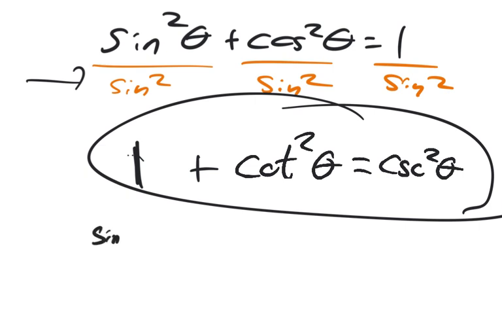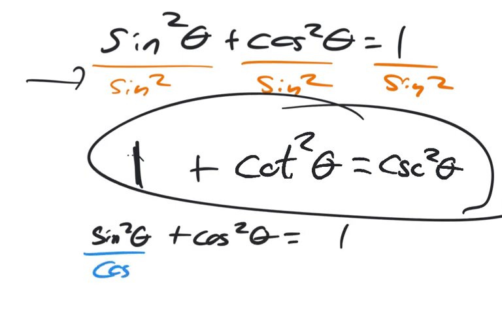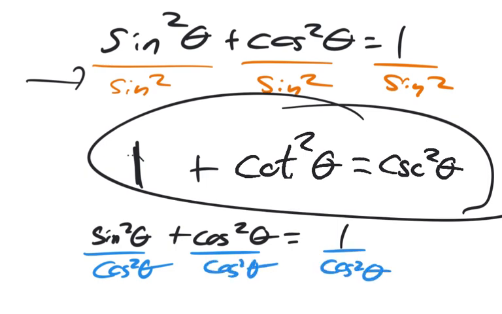So now, take a guess. How do you think you're going to find the third one? Divide by cosine. Divide everything by cosine squared. Because sine over cosine is tangent. Cosine divided by cosine, 1. And then 1 over cosine, secant squared. So tangent squared plus 1 equals secant squared. There's the third Pythagorean identity.